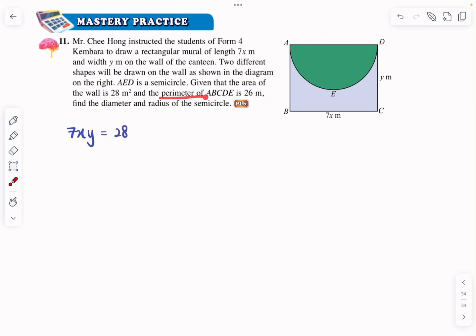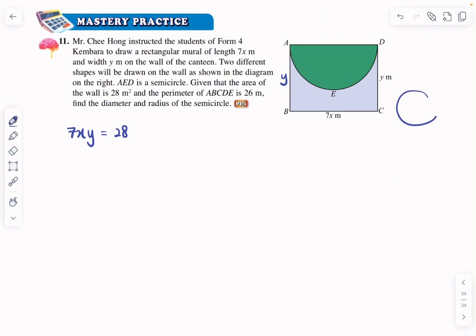And the perimeter of ABCDE is 26 meters. Find the diameter and radius. So for the perimeter, this length is the same as this, which is y. Now we need to find this length. Since they say it's a semicircle, the length here will be half the circumference.